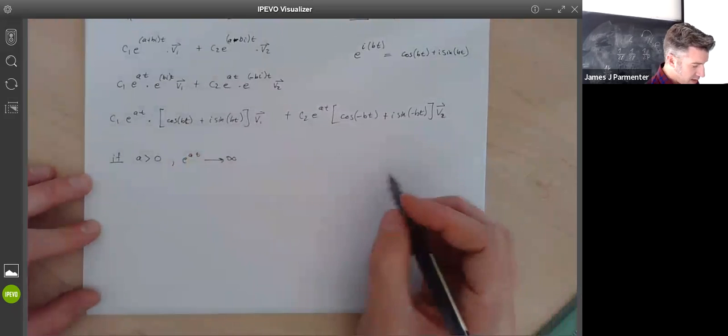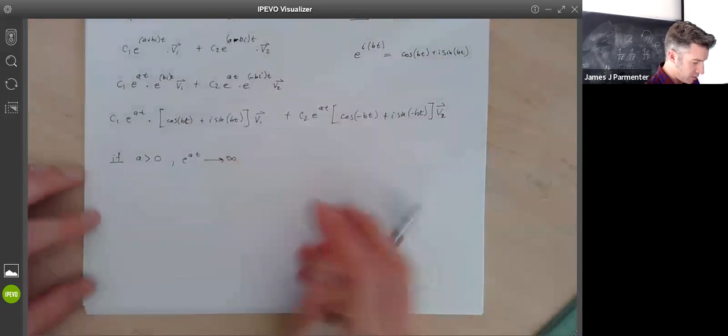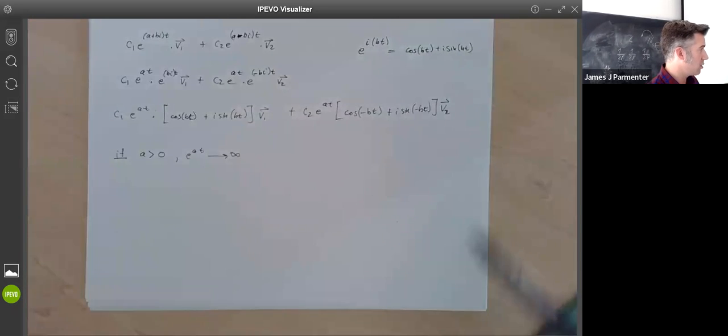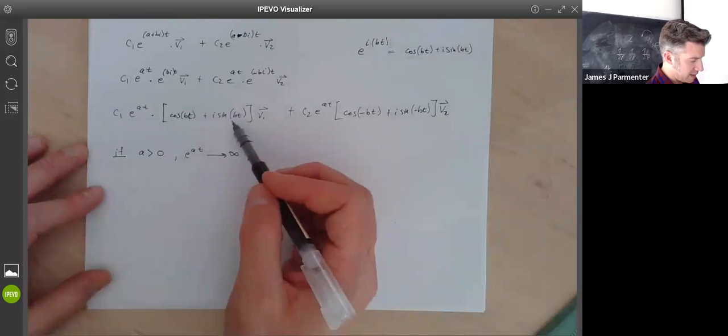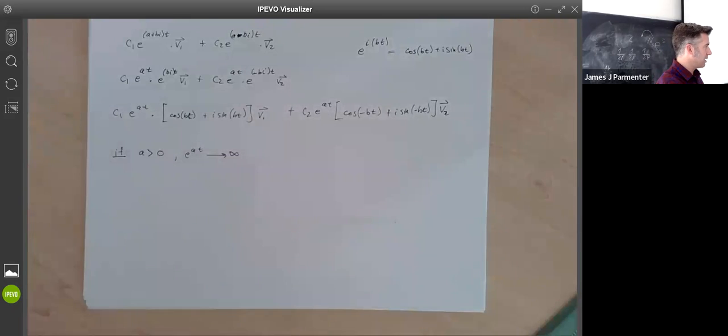And so what's going to happen is this whole expression, both this part and that part, are going to get larger and larger and larger. But the cosine plus i sine bt thing is going to make it oscillate, right? Cosine goes up and down, sine goes up and down. So what's going to happen to our solutions is both x of t and y of t.